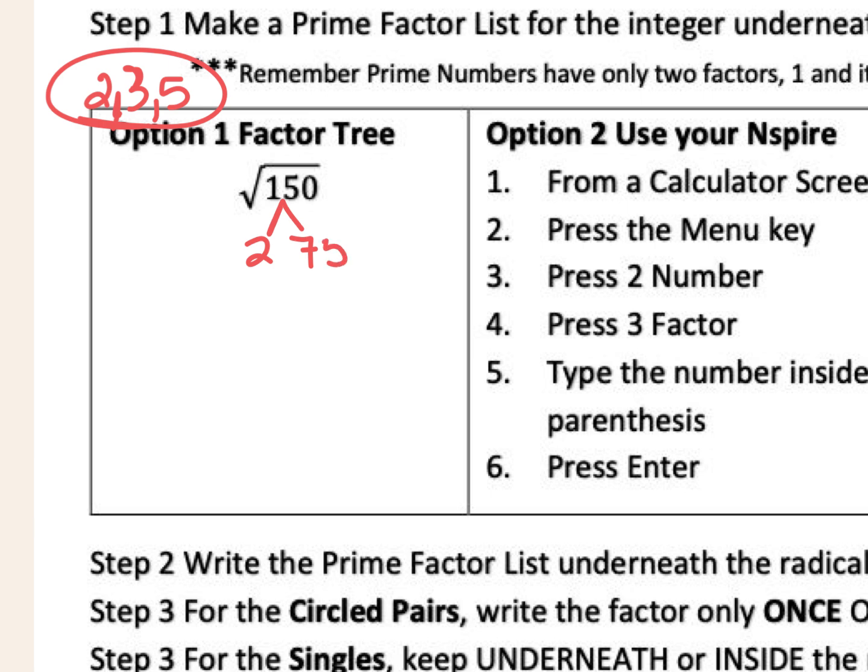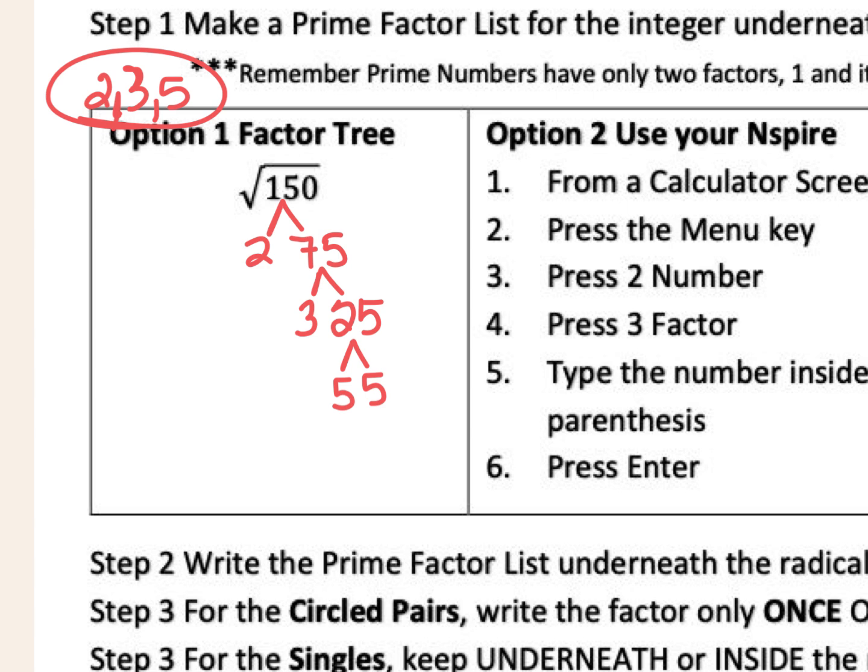Now, 2 is a prime number, so I'm going to leave that one alone, but 75 is not. What multiplies to make 75? Think about quarters. Can we say 3 and 25? Okay, so 3 is also a prime number. What makes 25?